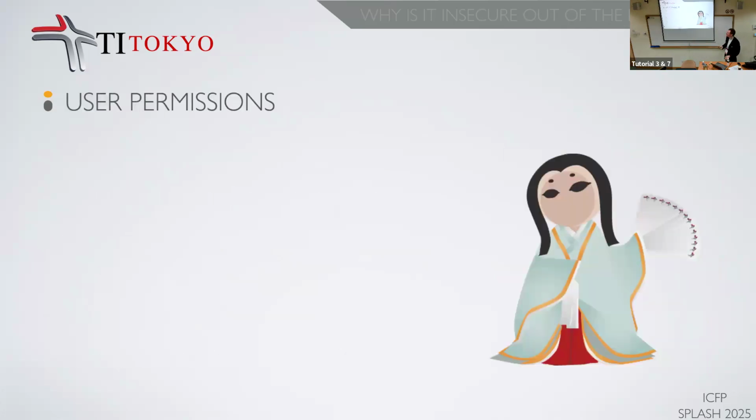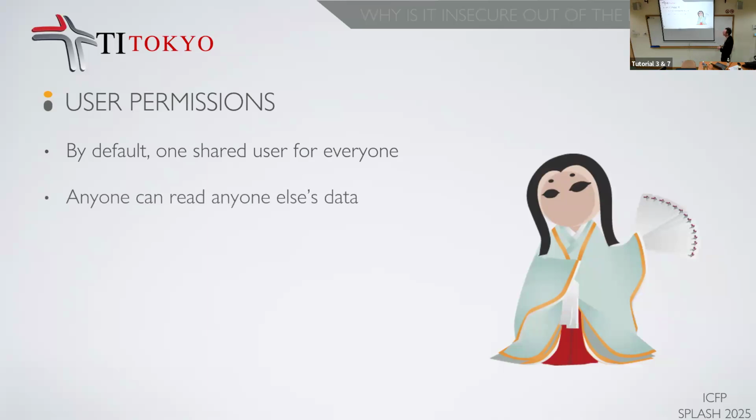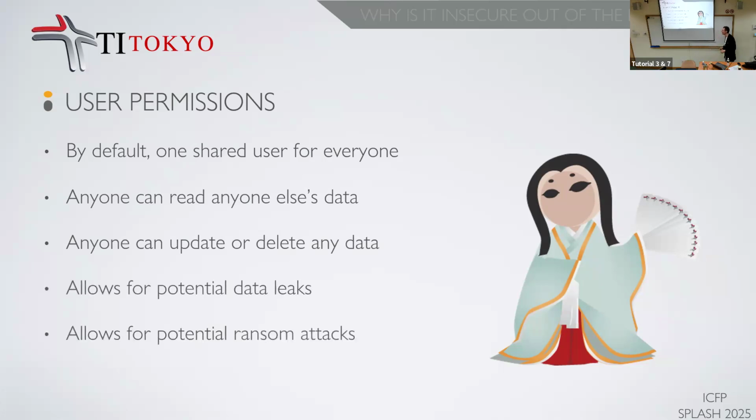And of course, there's user permissions as well, which is another issue. By default, OpenRiak has one user for everyone. Yay, nice and easy, simple, works straight out of the box. But of course, that means anybody can read anybody else's data, which means anybody can update or delete any data. You see where we're going with this already, don't you? Which allows for potential data leaks and, again, potential ransom attacks. So these are out-of-the-box problems you encounter with OpenRiak with a default setup.